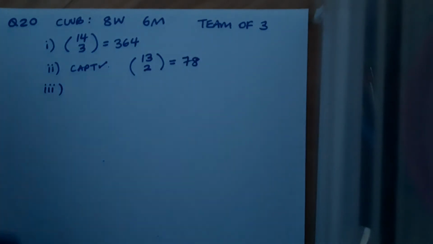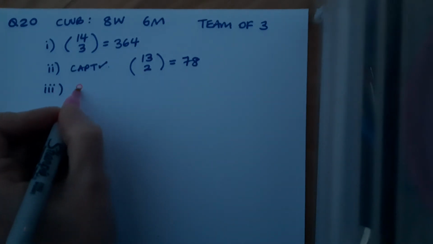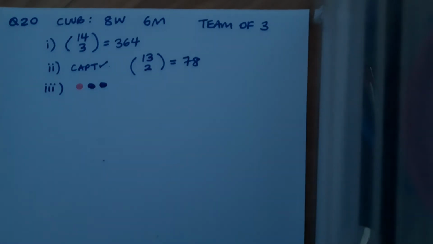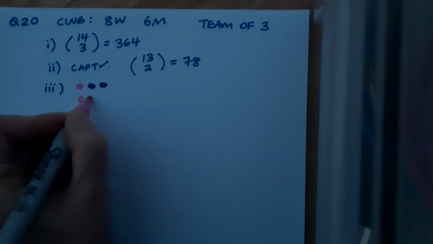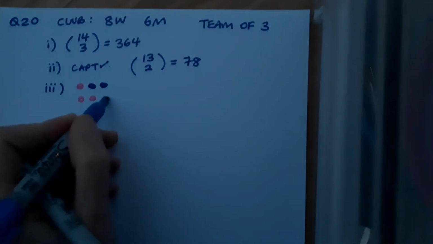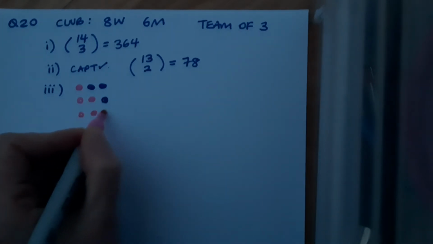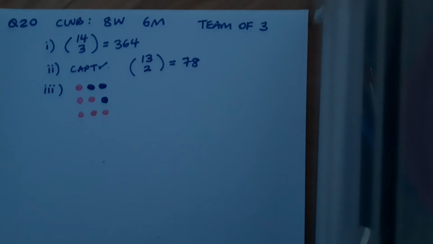Part 3 of the question says that there must be at least 1 woman on the team. So there's a team of 3. So I can have 1 woman and 2 men. Or I can have 2 women and 1 man. Or I can have 3 women. So I can have any of these setups. So it can be the first or the second or the third. So I'll have to work each of those out and then add them together.